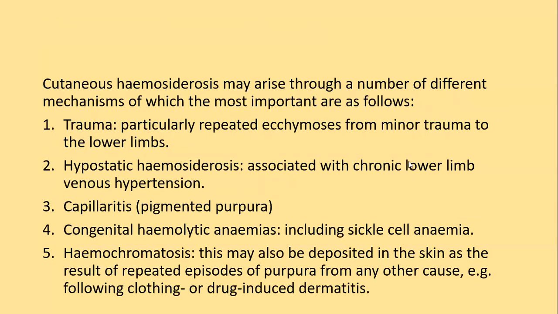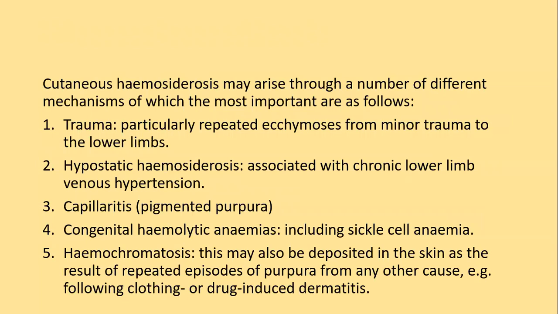Cutaneous hemosiderosis may arise through a number of different mechanisms, of which the most important are the following few. Number one, trauma, particularly repeated ecchymosis from minor trauma to the lower limb. This can be seen as an occupational hazard or in sports. Then hypostatic hemosiderosis is associated with chronic lower limb venous hypertension.